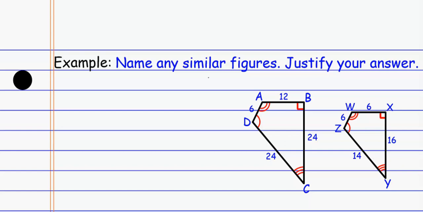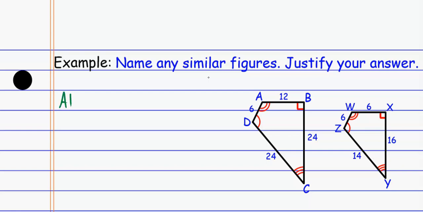And so as I look at this, I look at A and I look at W, and I see the same number of arcs, so those angles are congruent. I look at B and X, and those angles are congruent. I look at C and Y, congruent. I look at D and Z, congruent. So right away, I have all the congruent angles that I need, okay? So all corresponding angles are congruent.